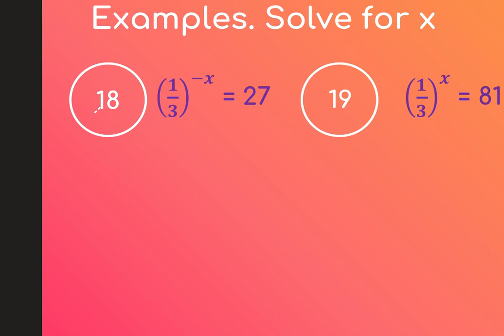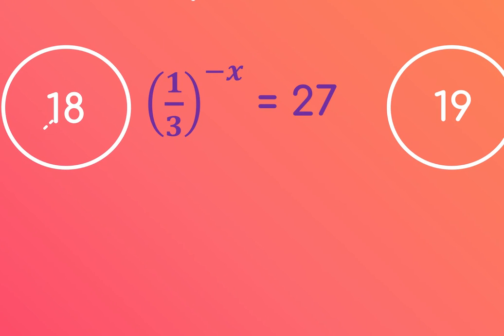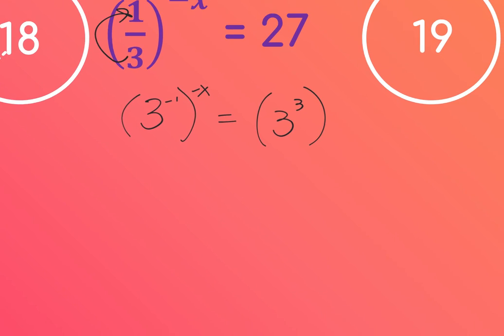All right, look at 18. What could you do? 3 to the negative 1, x equals 3 squared. Good. 3 to the negative, well, to the third, yeah. 3 to the negative 1 raised to the negative x would equal 3 to the third. Bases are the same, set your exponents equal to each other. Negative 1 times negative x makes that x.